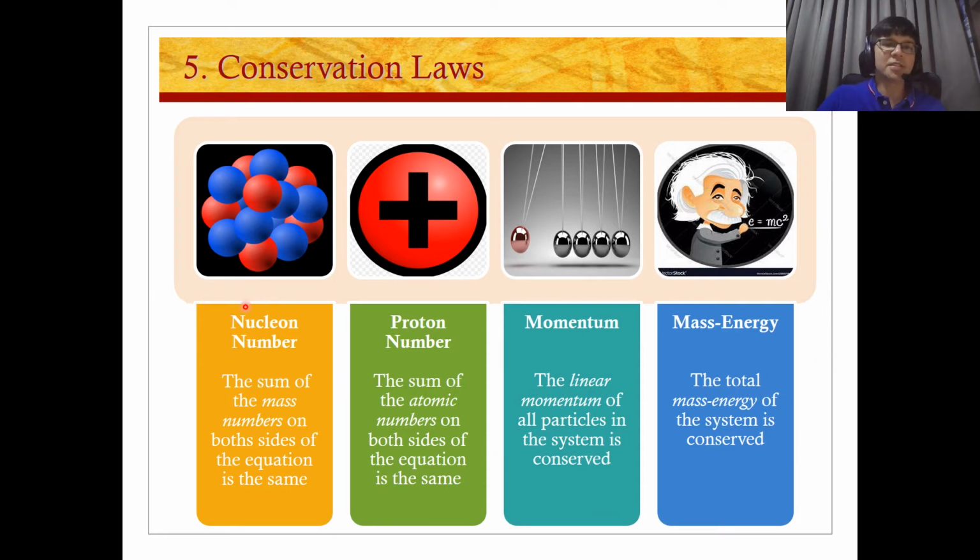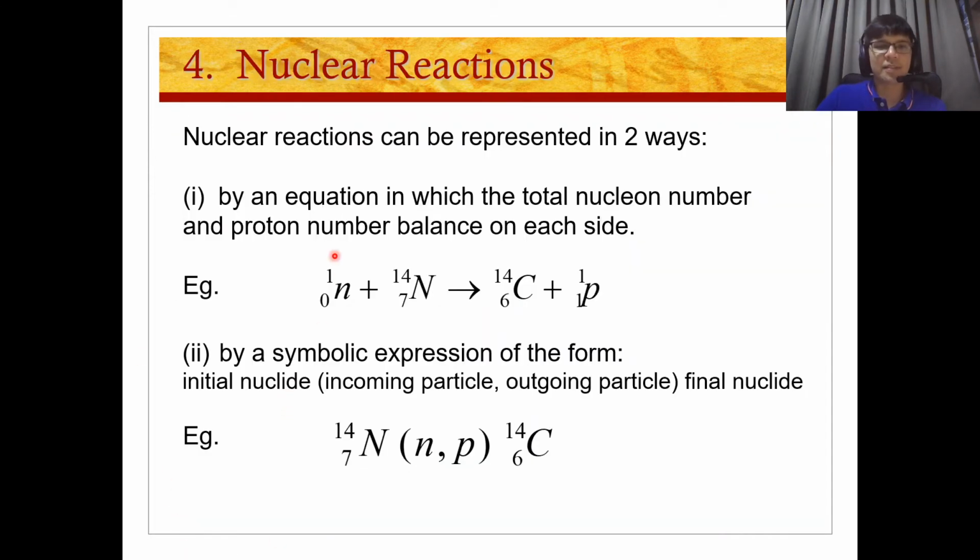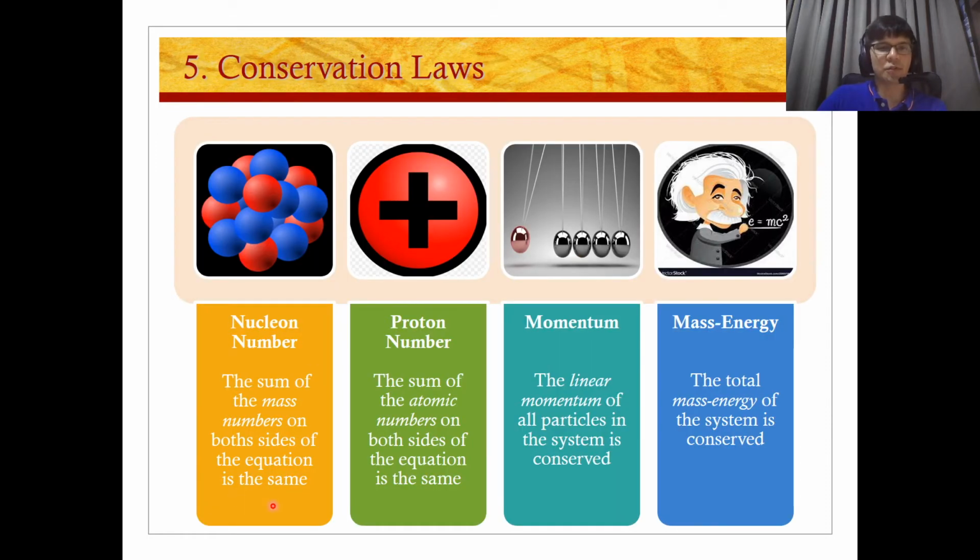First is the conservation of nucleon number. In the conservation of nucleon number, the total sum of the mass numbers on both sides of the equation should add up. In the previous slide, we had the mass number on top here. This is the mass number. For the neutron, it's 1. For nitrogen, it's 14. You can see that it adds up, and the total is 15 on the left-hand side. On the right-hand side, the total is 15 as well. So that's our first conservation rule.